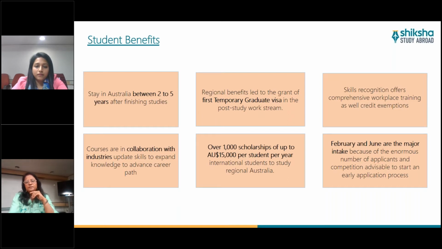With respect to intake, if you've researched Australia, you would know that February and July are the major intakes for Australian admissions. We being in the month of March now, we have a July intake. When we talk about admission processing, it's the right time to start because the process for Australia takes time. That also depends upon a lot of other factors, your finances, your degree completion and other things.